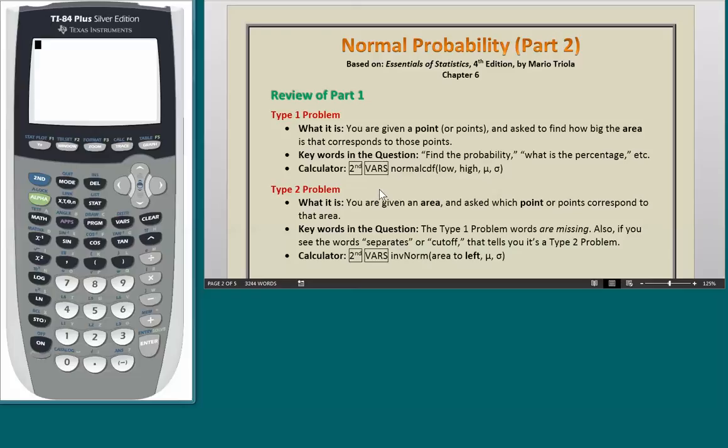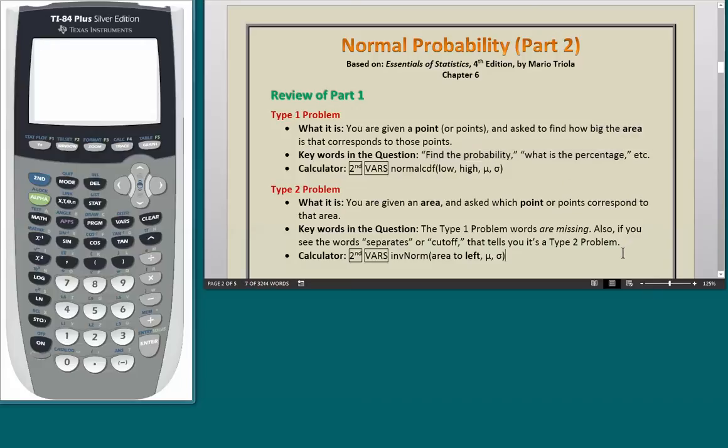A type 2 problem is just the opposite of a type 1 problem. In a type 2 problem, you are given the area and you are asked which point or points correspond to the area. So it's just the other side of the coin from a type 1 problem. In terms of what words to look for in the question, this is the trickiest part. For a type 2 question, the way you know it's type 2 is because the type 1 problem words are missing. If you're looking at a normal probability problem and you don't find those words, then that tells you it is a type 2 problem.